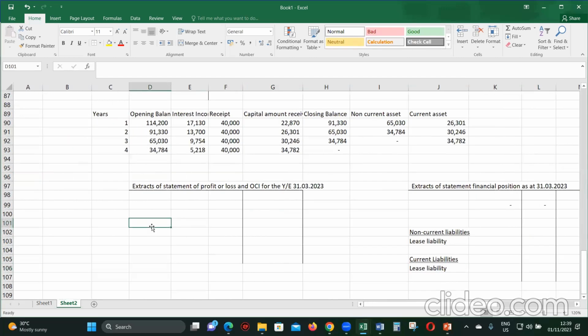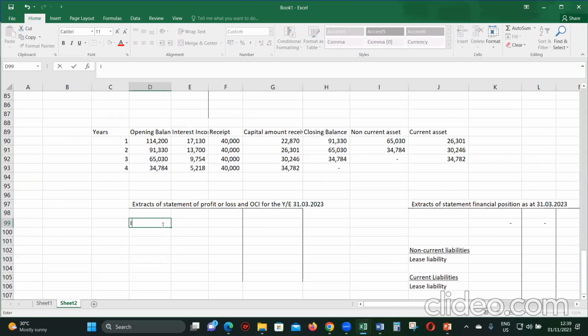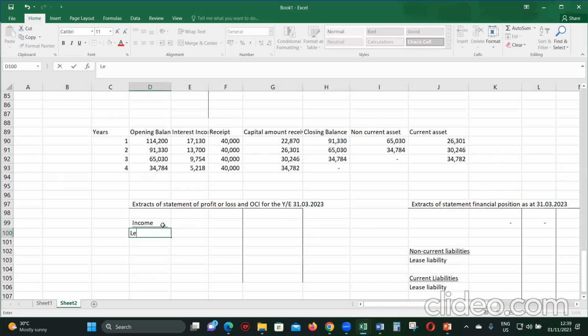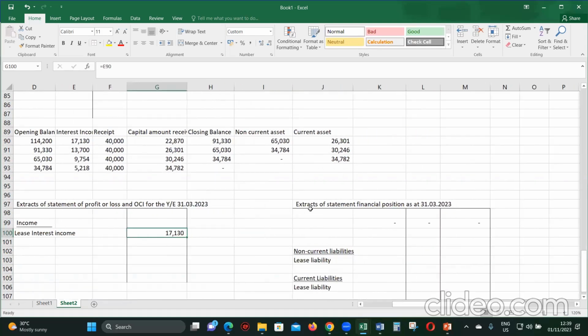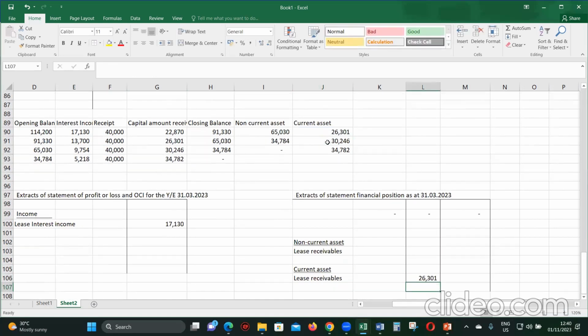Okay. Now here. What should be recorded under profit or loss? Income. Under income, what? Lease interest income. How much is that for the first year? 17,130. Next, in the statement of financial position, we had to talk about the lease receivable, right? So it's an asset, non-current asset, and current asset. Lease receivables. At the end of first year, what is the lease receivable? Current asset, 26,301. Non-current asset, here, 65,030.